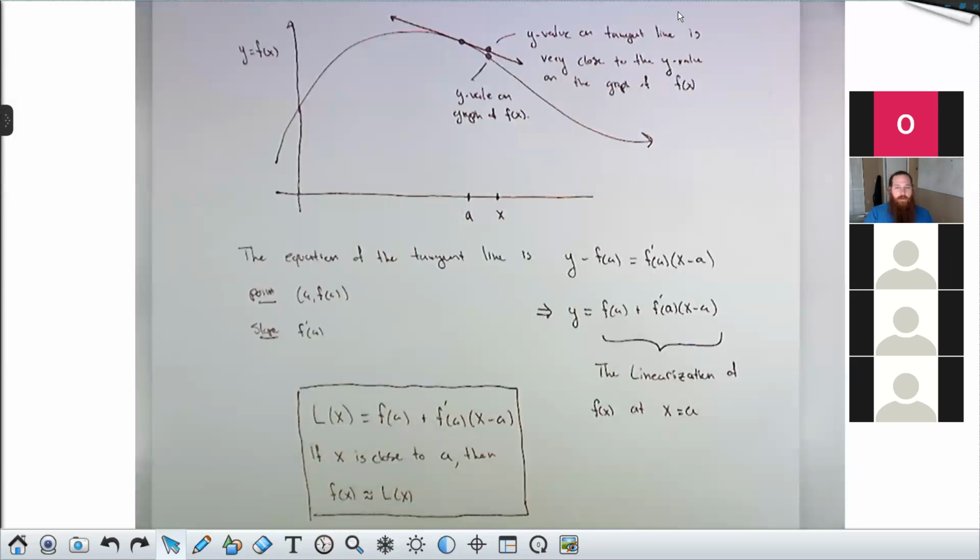And oftentimes in applications, specifically in engineering, but elsewhere, it's hard to calculate the y value on the graph. Like I know what the sine of 0 is, but I don't know what the sine of 0.1 is. So if I needed to find the sine of 0.1, rather than trying to plug that into the sine function, good luck, 0.1 isn't on your unit circle, I would form the linearization for the sine function at x equals 0, and then plug in 0.1 for x.